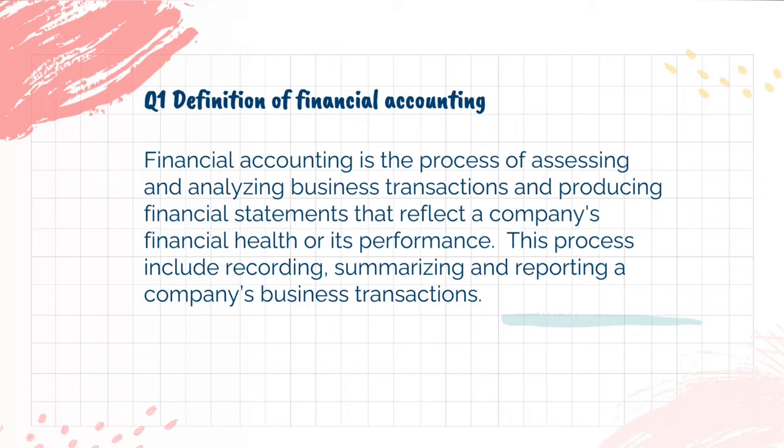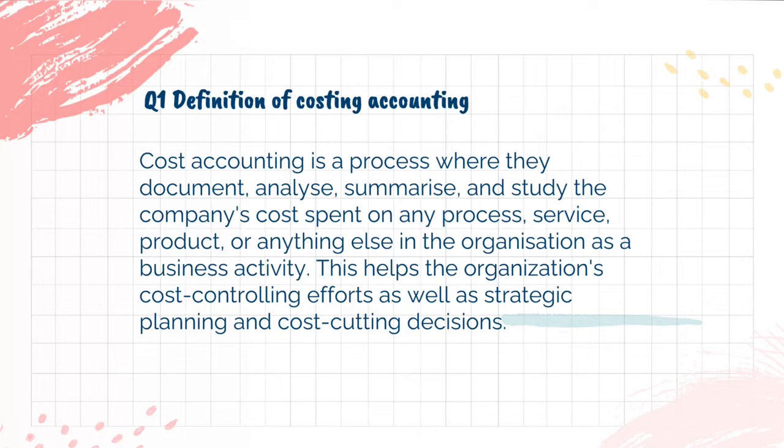First, the definition of financial accounting. Financial accounting is the process of assessing and analyzing business transactions and producing financial statements that reflect a company's financial health or its performance. This process includes recording, summarizing, and reporting a company's business transactions. Next, what is cost accounting? Cost accounting is a process where they document, analyze, summarize, and study the company's cost spent on any process, service, product, or anything else in the organization as a business activity. This helps the organization's cost controlling efforts as well as strategic planning and cost cutting decisions.